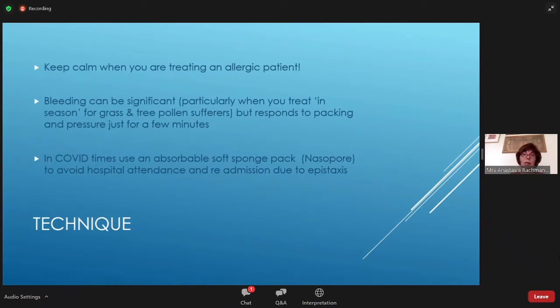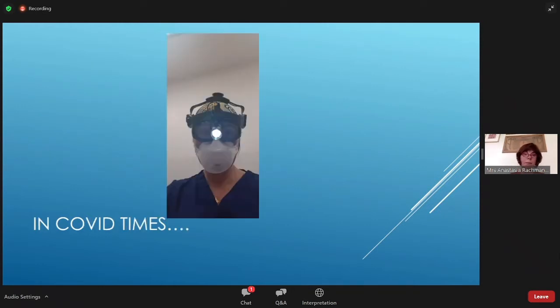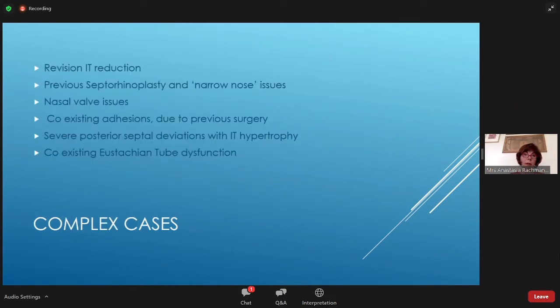Post-operatively, particularly in COVID times, in order to avoid hospital admissions, you can use a soft sponge pack like a dissolvable nasal pore or any other type of dissolvable gel pack in the nose so that you can discharge your patient.